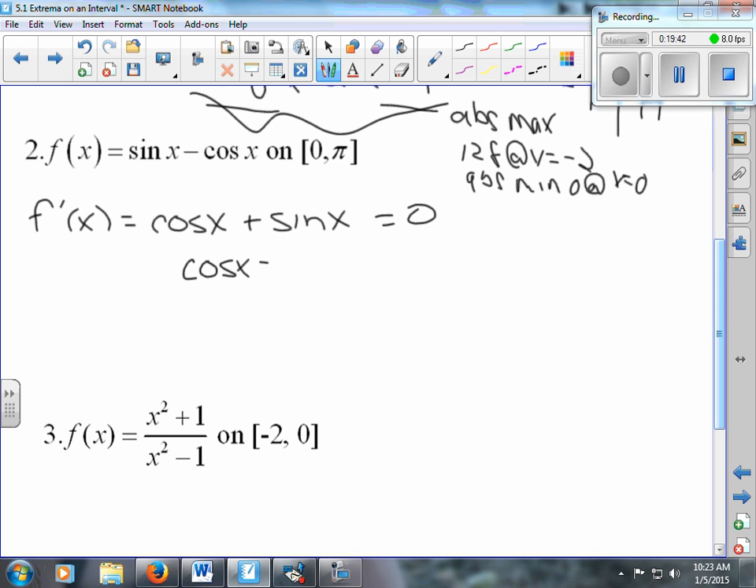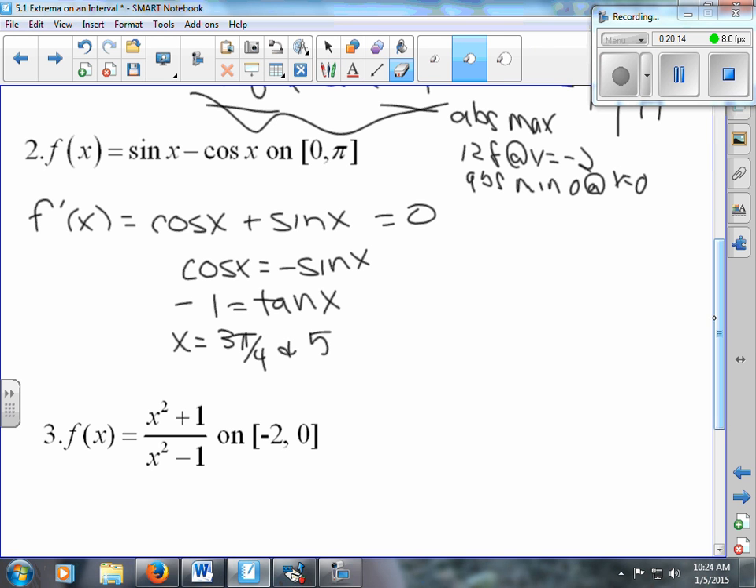This is a little difficult to solve. When does cosine of x equal negative sine of x? That would be when tangent of x equals negative 1. And I got that by dividing both sides by cosine of x, and then dividing by negative 1. The angles at which tangent is -1 would be pi/4 in quadrants 2 and 4. So that's 3 pi/4 and 5 pi/4. No, 5 pi/4, 7 pi/4. So 3 pi/4 and 7 pi/4.